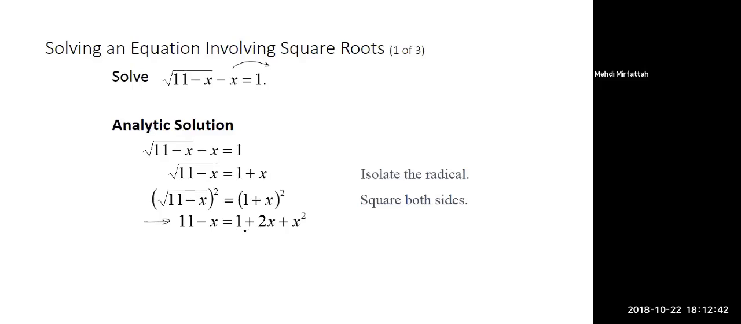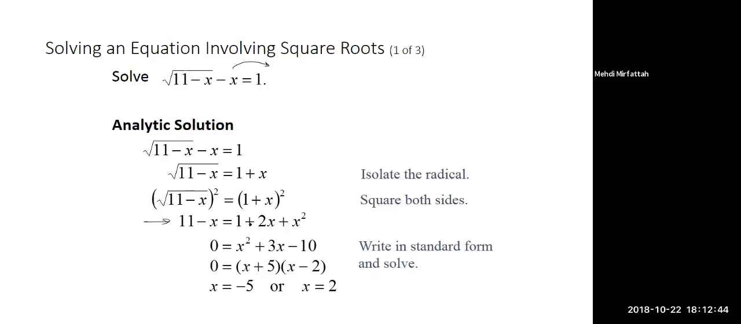So now I'm going to move everything to one side of the equation so I can factor it if it's factorable. If not, I use the quadratic formula. Looks like it is factorable. We get (x plus 5) times (x minus 2). So we get x equal to negative 5, x equal to 2. Are we done? The last step is very important with equations that involve radicals. The last step is to check, to see if there indeed is a solution or not.